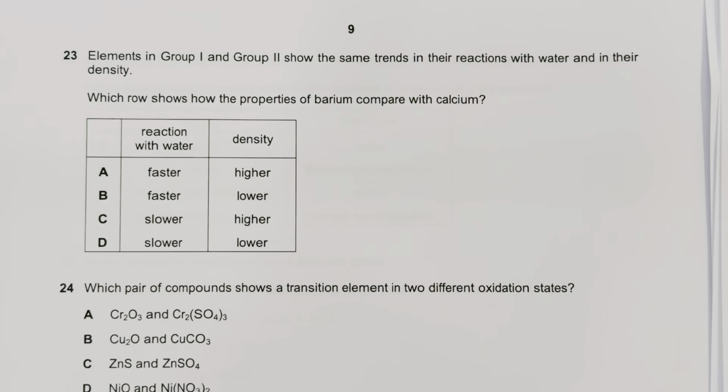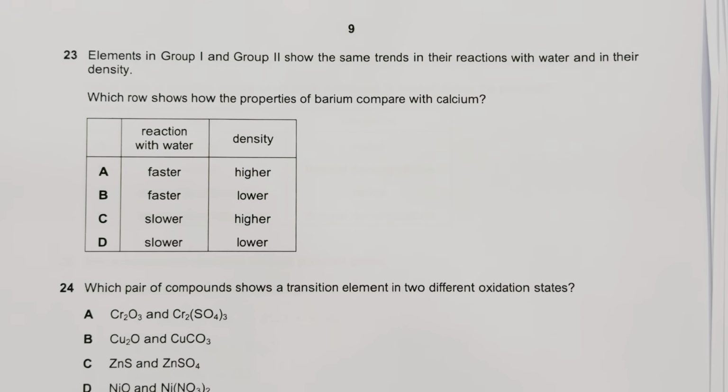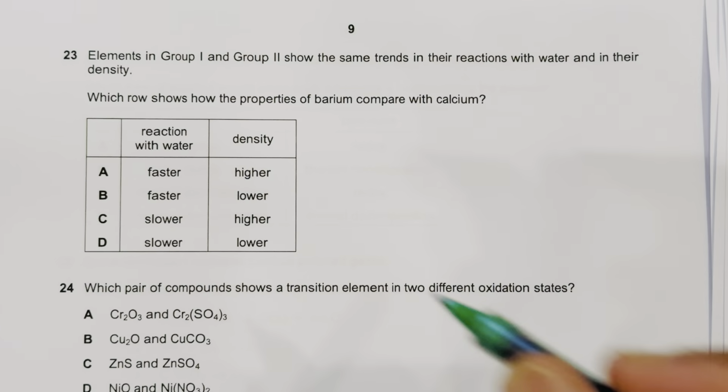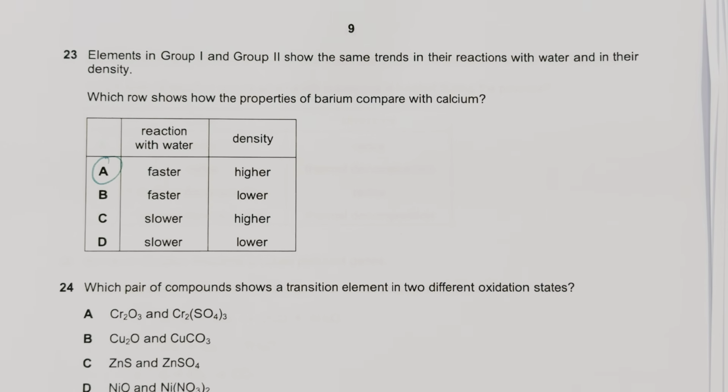Moving to question number 23. Question number 23 is that elements in group 1 and group 2 show the same trends in their reaction with water and with their density. Which row shows how the properties of barium compare with calcium? We know that from calcium to barium the reactivity increases. So we're going to answer our question: the rate of reaction is faster and the density is also increased. So option number A is the correct option.